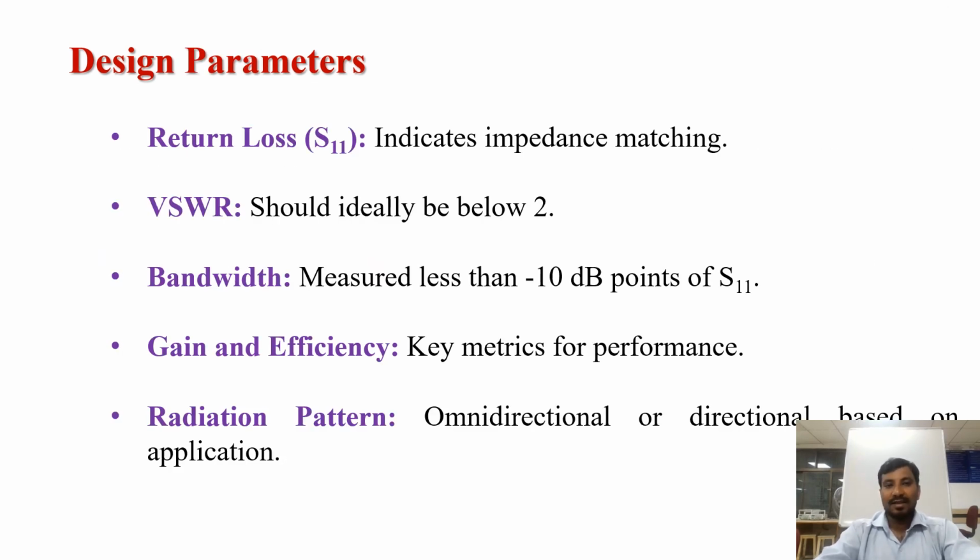Now, what are the design parameters that we need to look at to validate our design of a UWB antenna? First one is return loss, because that reflects the impedance matching over the frequency range of 3.1 to 10.6 gigahertz. Next one is voltage standing wave ratio, that is VSWR, which should be less than 2. And the bandwidth needs to be measured, where the return loss must be less than minus 10 dB. Gain and efficiency are very important metrics for performance. Then radiation pattern: for what type of application, what kind of radiation pattern we require, whether omnidirectional or directional, which can differ based on the application.